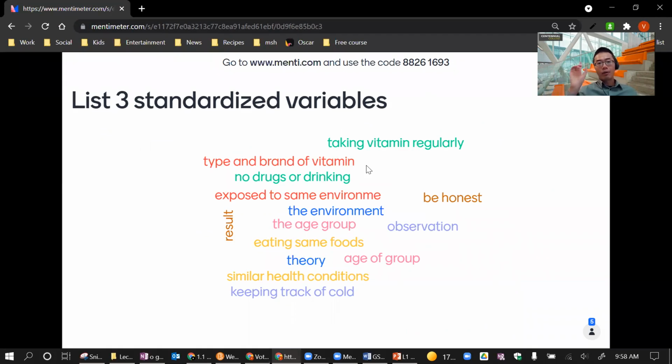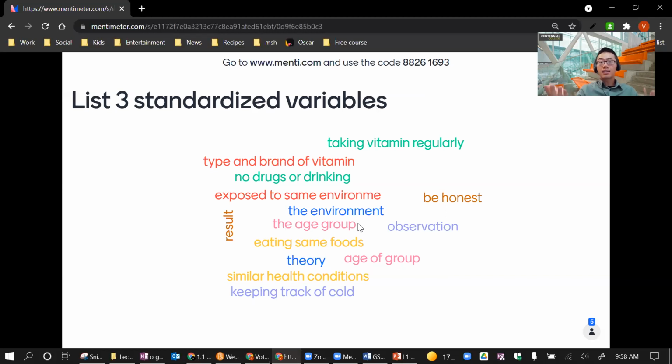However, when we talk about standardized variables, we are not just describing a particular group. We are describing all of the groups involved. Age group is good. You don't want all the old people to be in the control group and all the younger, healthy people in one group, because then there is a bias. You want the age group to be very similar.